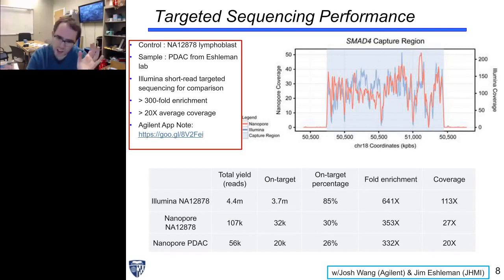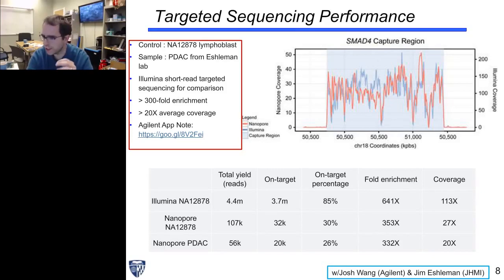Nanopore sequencing, in contrast, wasn't as great in on-target percentage, only about 30% on target. And as you note, we only had 107,000 reads. This was from a slightly older Nanopore technology than is now available. You can get higher yields nowadays, but I wanted to present these results to show you guys.